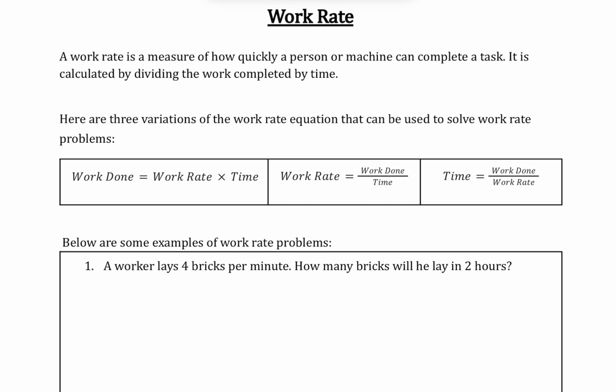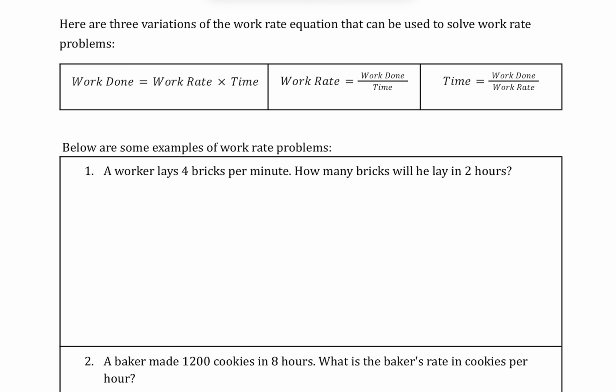For our work rate equation, we have three variations. They all mean the exact same thing. They are just rearranged depending on which variable it is you're trying to solve for. So this first version that you see is if you're trying to find the work done. The middle one is if you're trying to find a work rate. And then the last one is if you're trying to find the time. Again, those three equations are all exactly the same. They're just rearranged depending on which you would like to solve for. Let's take a look at a couple examples.